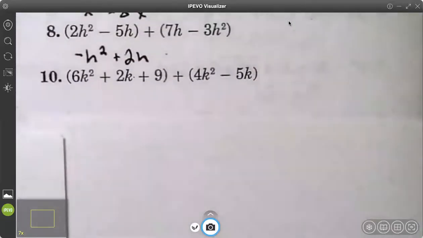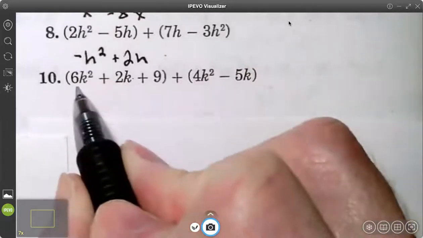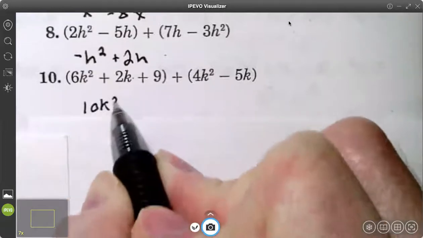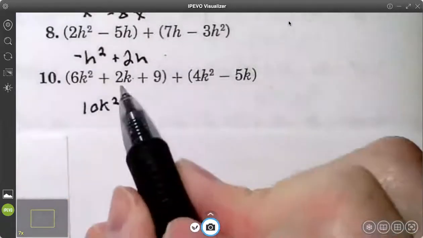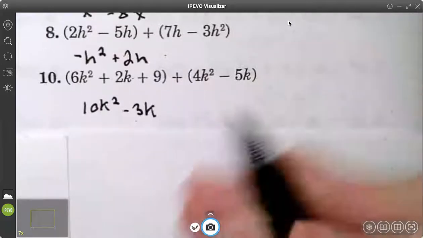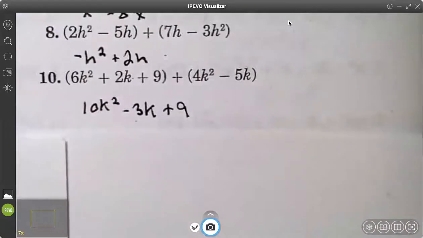Number 10. Combine like terms. 6 plus 4 is 10k squared. 2 plus negative 5 is negative 3k. I bring down my constant of 9. Your answer is a trinomial, degree of 2, leading coefficient of 10.